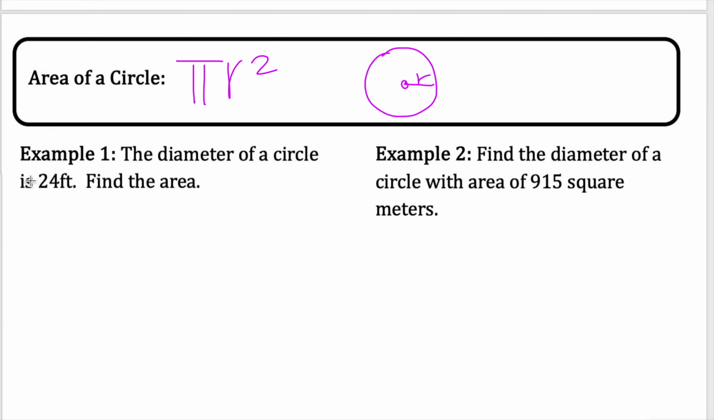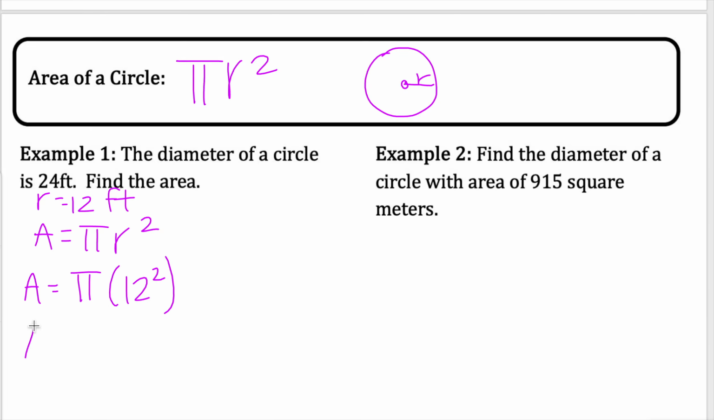So the diameter of a circle is 24 feet. Find the area. First thing we're going to do is find the radius, which is 12 feet, and then we'll use our radius squared times pi in this formula setting. So pi times 12 squared, or 144, you're going to get about 452.39 feet squared.